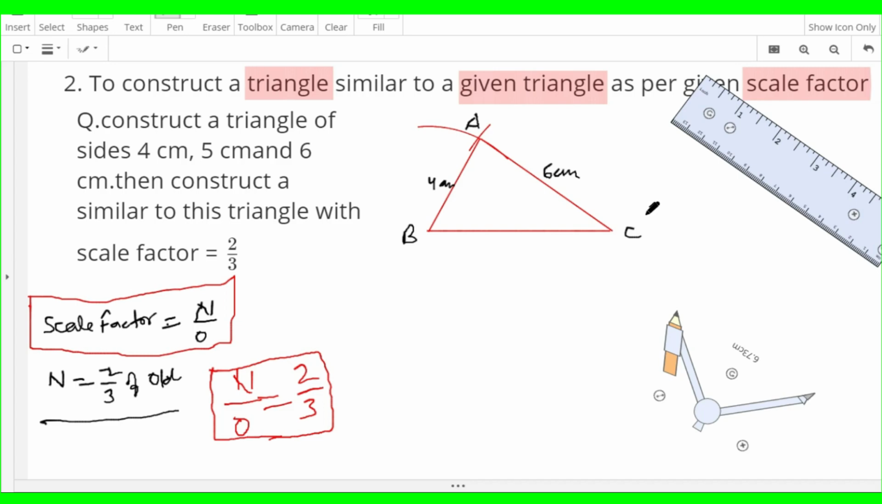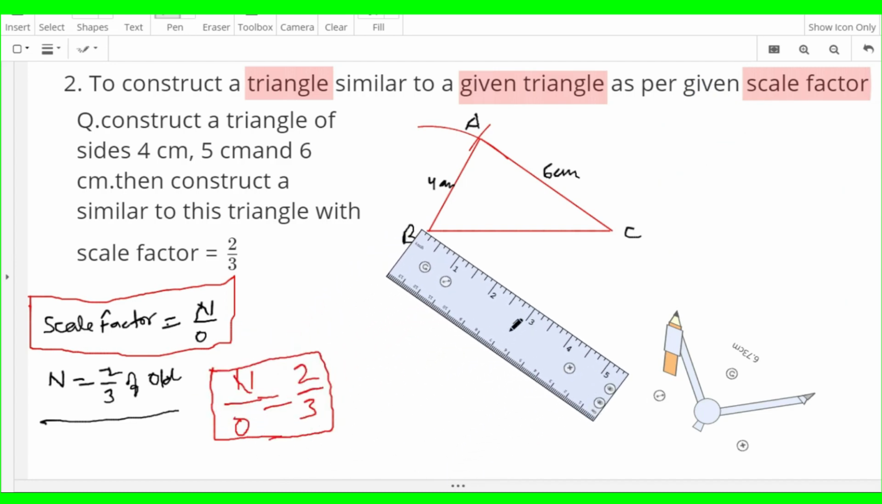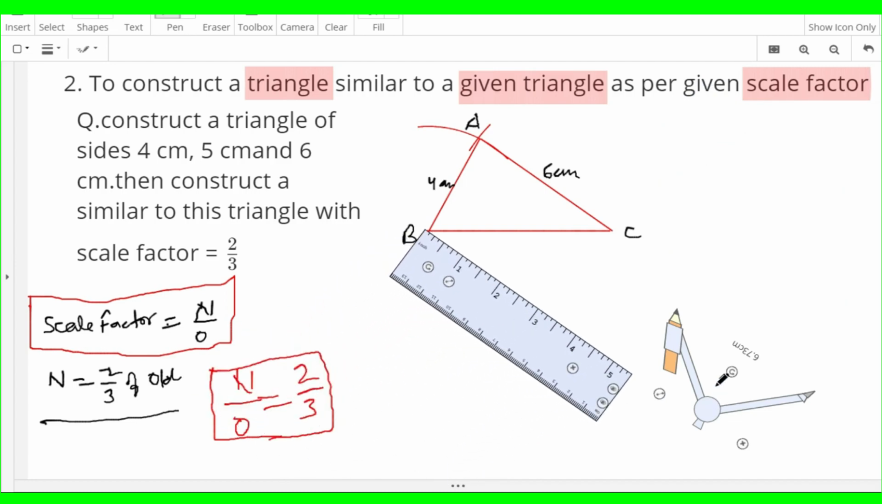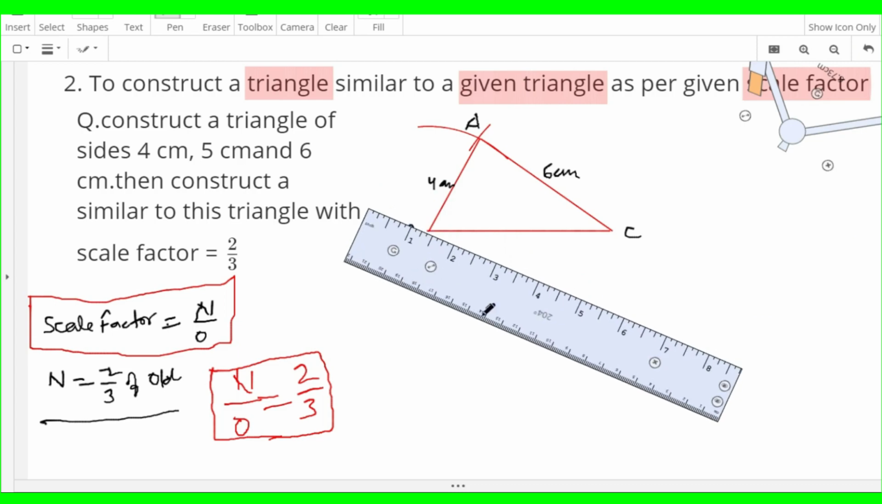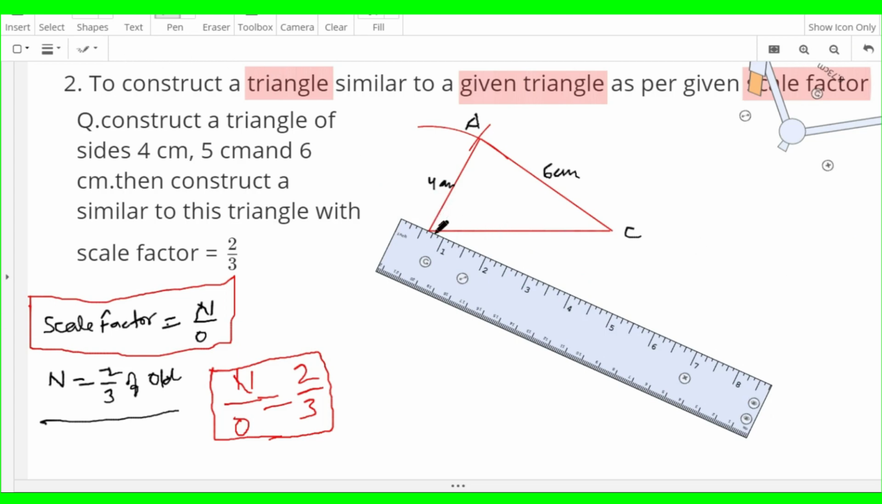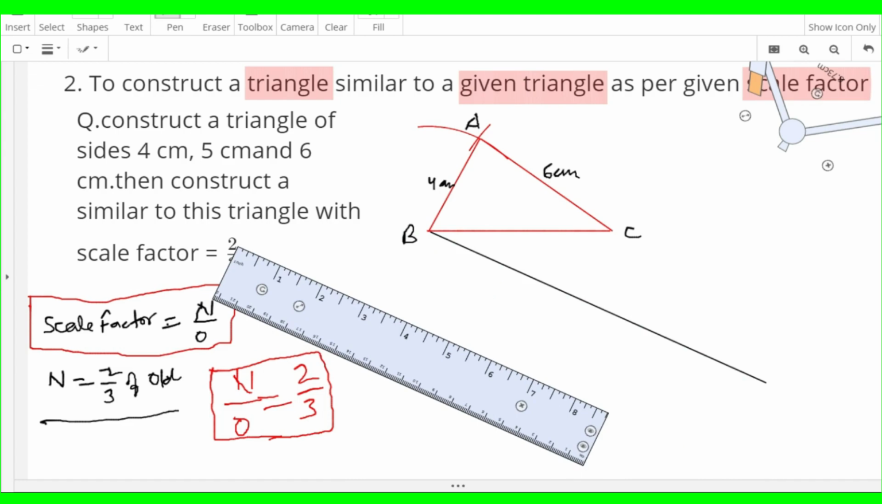That triangle will be similar to triangle ABC, and the condition is that the ratio of their sides will be 2/3, which is called the scale factor. So how to do it? First, as we have done in the case of division, from point B we'll draw one line of any length, no problem, and we'll name it BX.